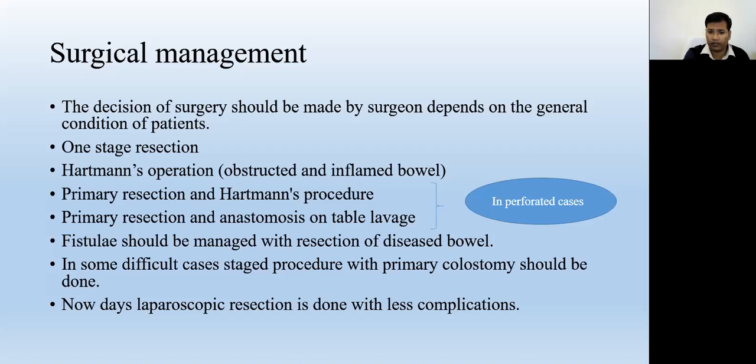Nowadays laparoscopic resection is done, which has fewer complications and a lower mortality rate. These procedures of colostomy have a high mortality rate. They are not advisable in all cases. First we have to try to treat the condition with medicines. If any complication is there and medicine is not helpful, in those cases surgery should be advised. Okay, so in the next lecture we will discuss the remaining part.